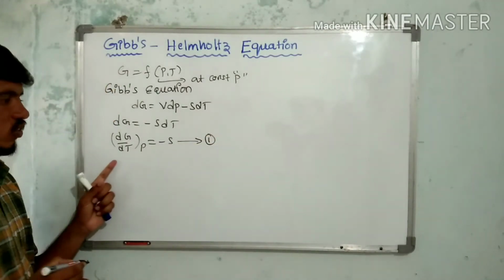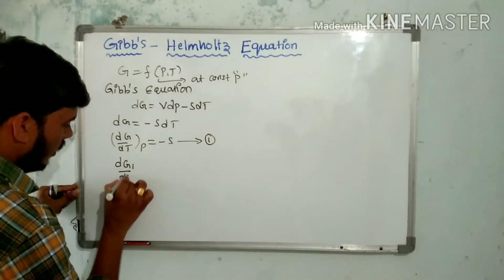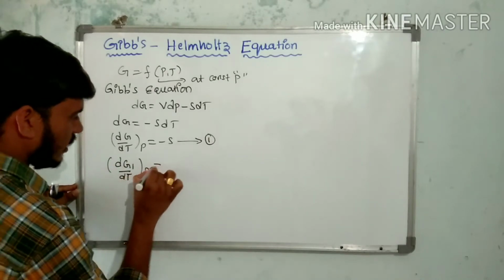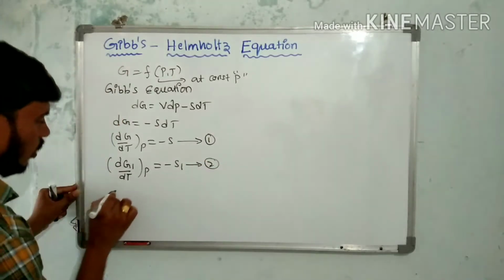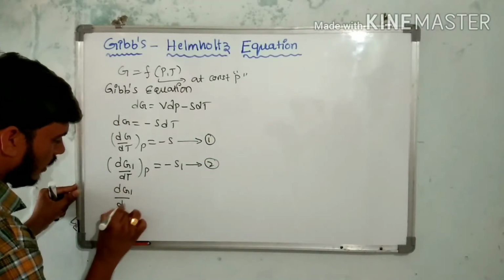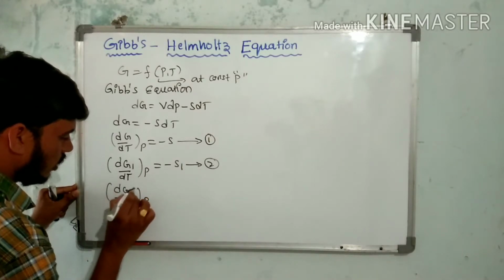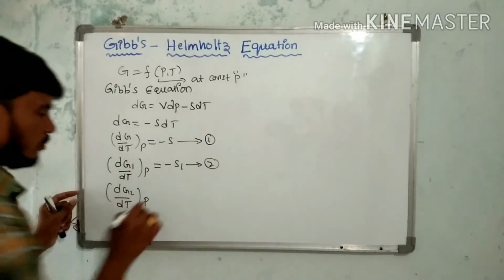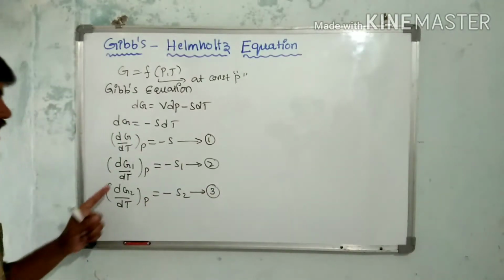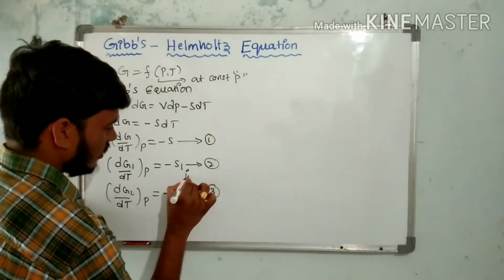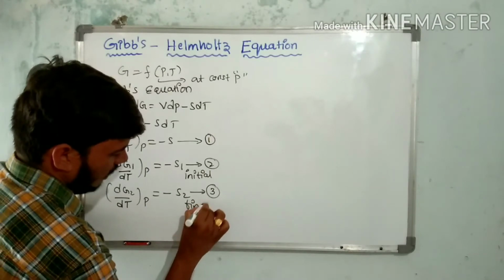Now we have to consider the initial and final states. For the initial state, dG1 by dT at constant pressure is equal to minus S1. This is equation 2. For the final state, dG2 by dT at constant pressure is equal to minus S2. This is equation 3. Now this is the initial and this is the final values.